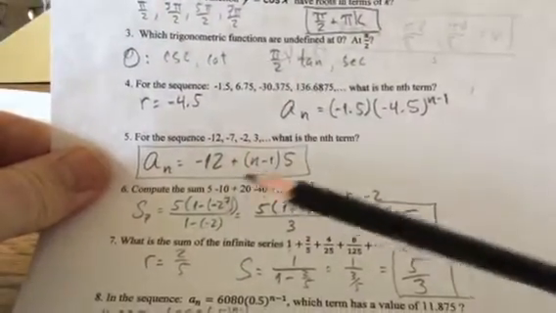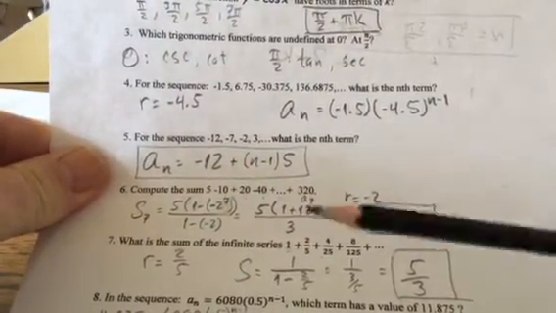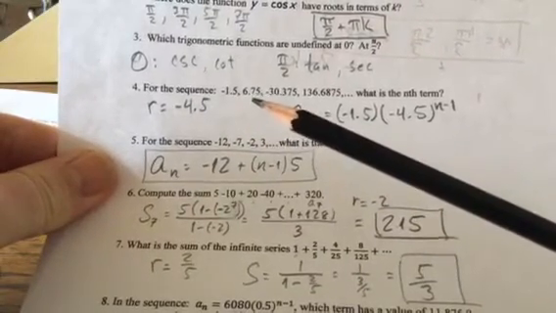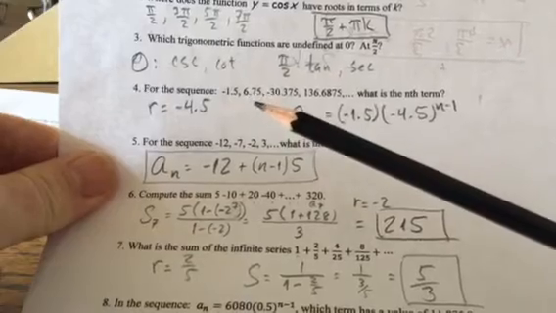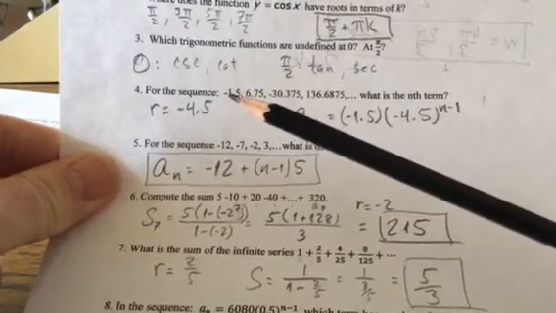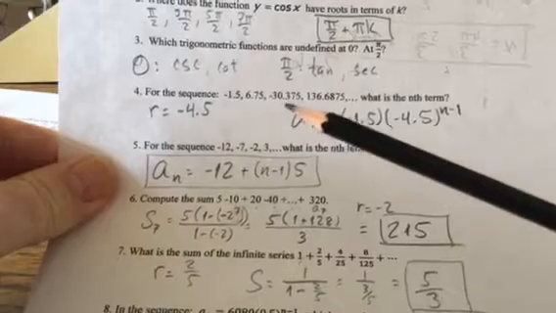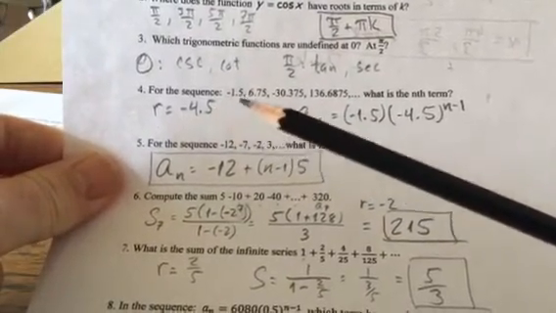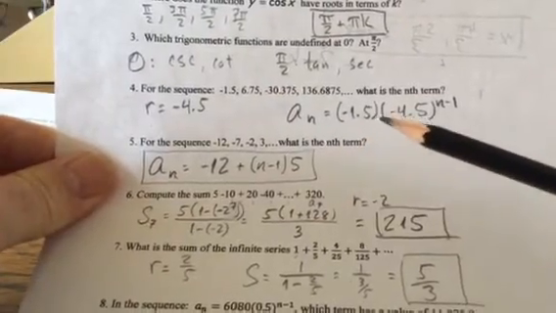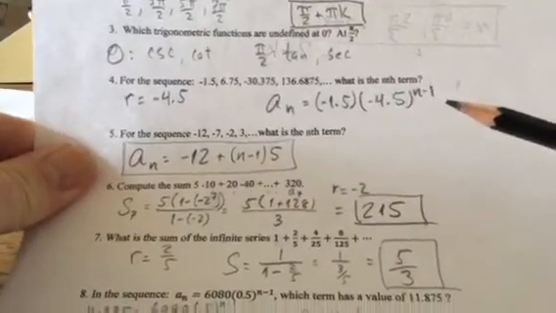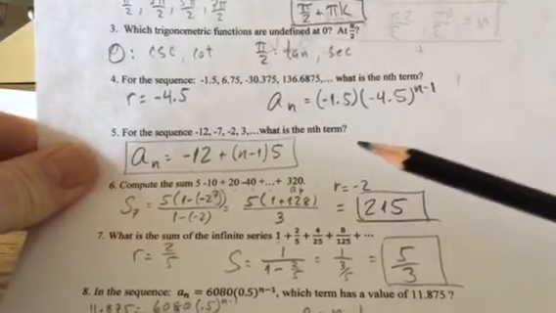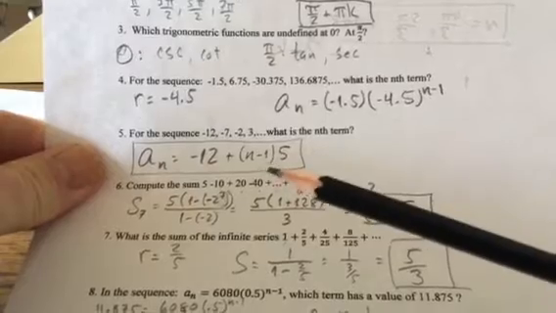Okay, let's see. For number 4, what is the nth term? We're looking for the equation for this, clearly a geometric type sequence, and you can verify that this term, 6.75, divided by negative 1.5 is negative 4.5. You could try it with a couple of others, but that's your common ratio right there, negative 4.5. So that's r. Our first term is negative 1.5, and there you go, putting them into the nth term equation for a geometric sequence.